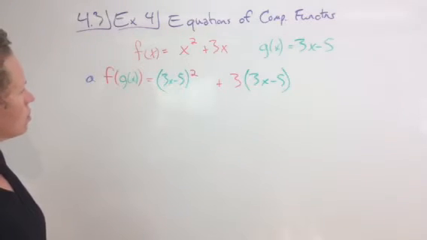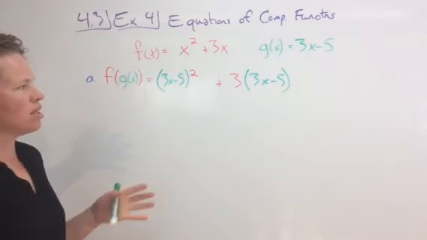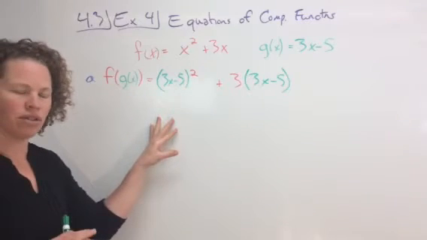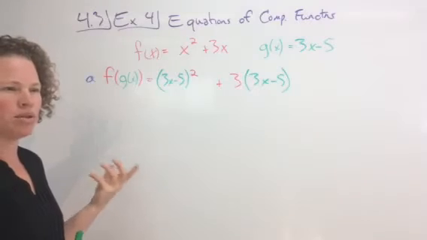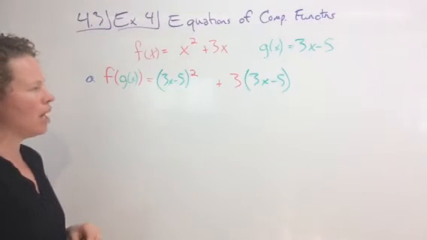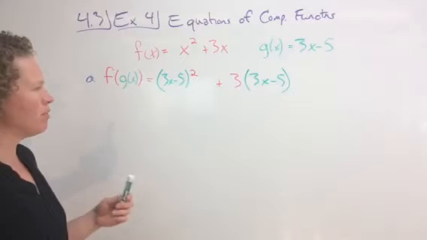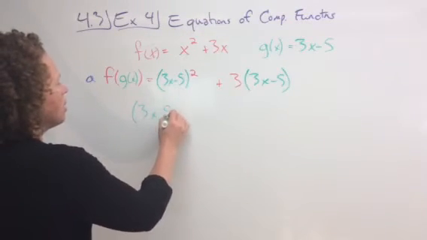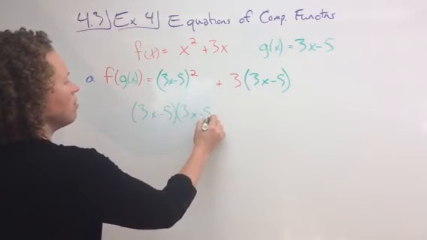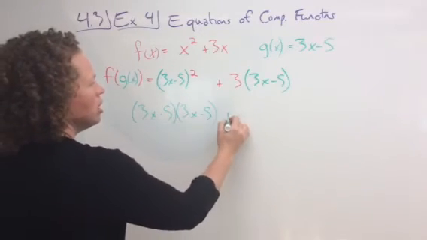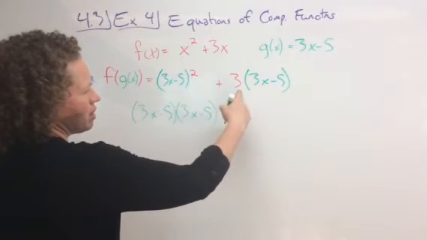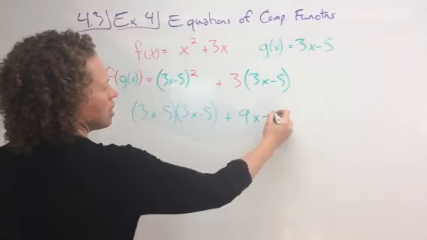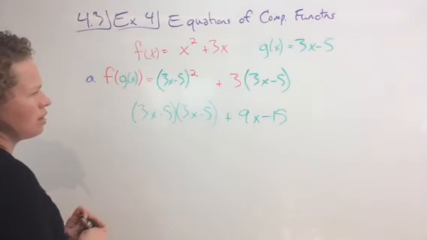So there's two things I can do. I could actually put this into my graphing calculator just the way it is. But what your book wants you to be able to do is work with the formulas a little bit and simplify it. So for this one, I can actually write out 3x minus 5 times 3x minus 5, because that's 3x minus 5 squared. Plus, and I can just run right through the brackets here, 3 times 3x is 9x, 3 times negative 5 is negative 15.